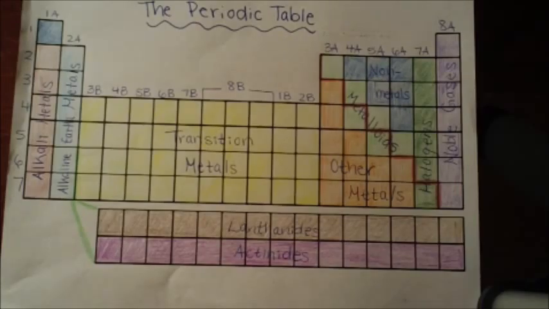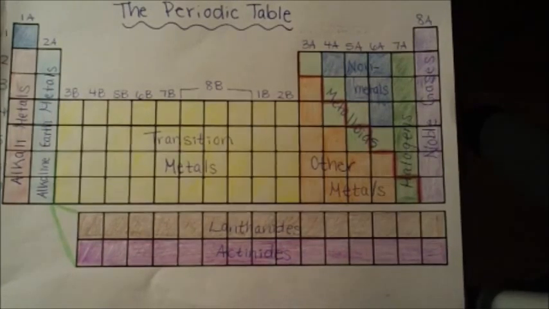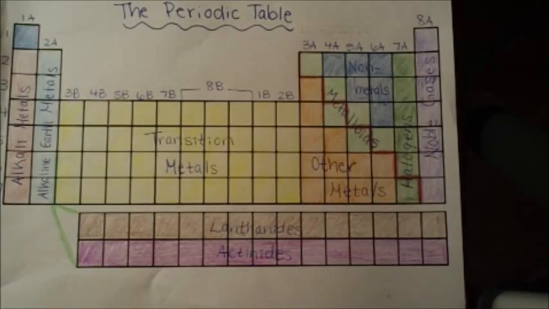Group 1A are the alkali metals. Group 2A is the alkaline earth metals. The B section of the periodic table are the transition metals. Next to that are the other metals. On top of the other metals are the metalloids, and on top of that are the nonmetals, including hydrogen. Group 7A is the halogens. Group 8A are the noble gases. Below are the lanthanides and the actinides.